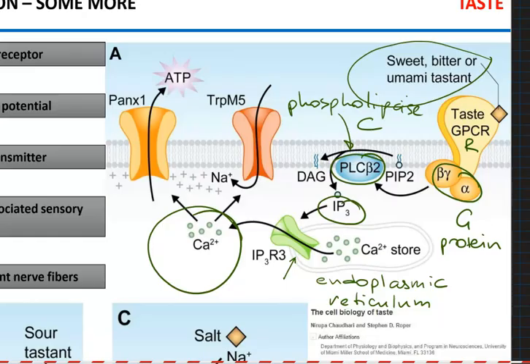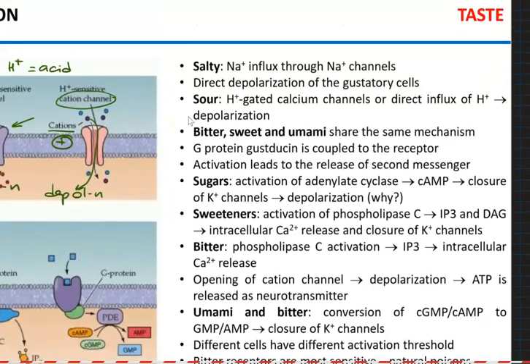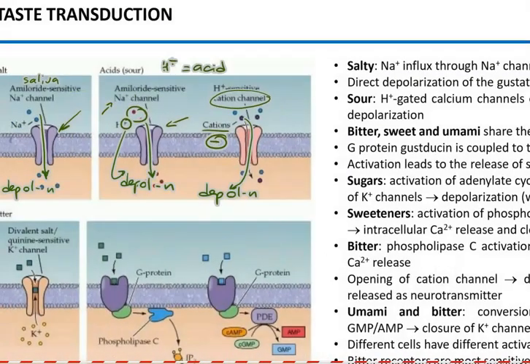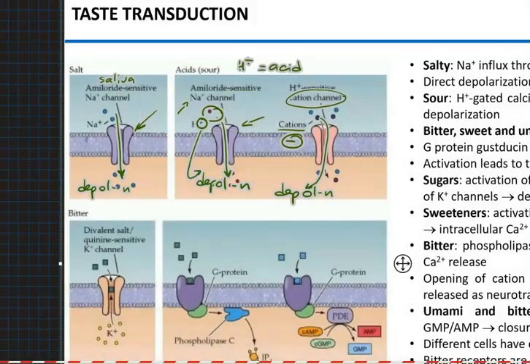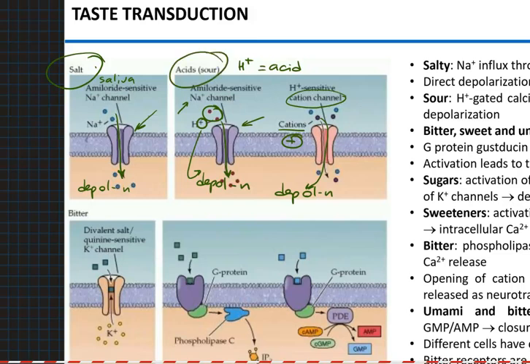So at the end of the day, 3 mechanisms. This one is for sweet, bitter, and umami. And these two are for salt and sour tastes, respectively. Does that make sense?